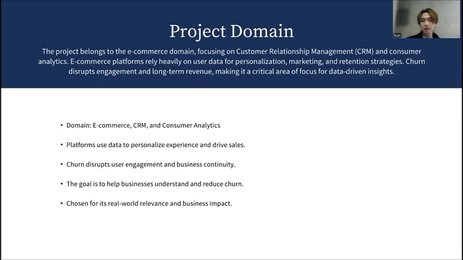Customer data drives personalization and engagement, but churn disrupts this cycle and impacts relevance and revenue. By analyzing churn behavior, our project helps businesses take early action. This domain was chosen for its real-world relevance and potential for data-driven impact. And now I'll pass to another member.